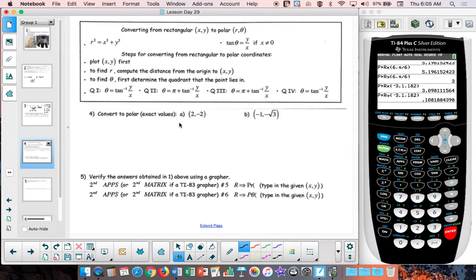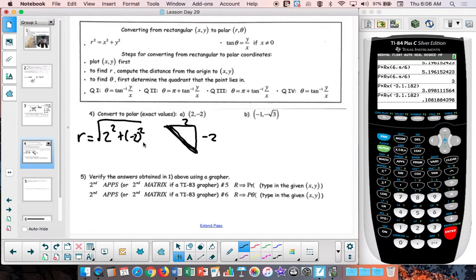So if you remember, we can always make right triangles with these. So 2, -2 would be down here if this was 0, 0. So this is 2, this is -2. R is just the hypotenuse. So basically you're finding the hypotenuse of this right triangle. To find r, you're going to use the Pythagorean theorem. So 2 squared plus negative 2 squared is equal to r squared. So r is the square root of this.